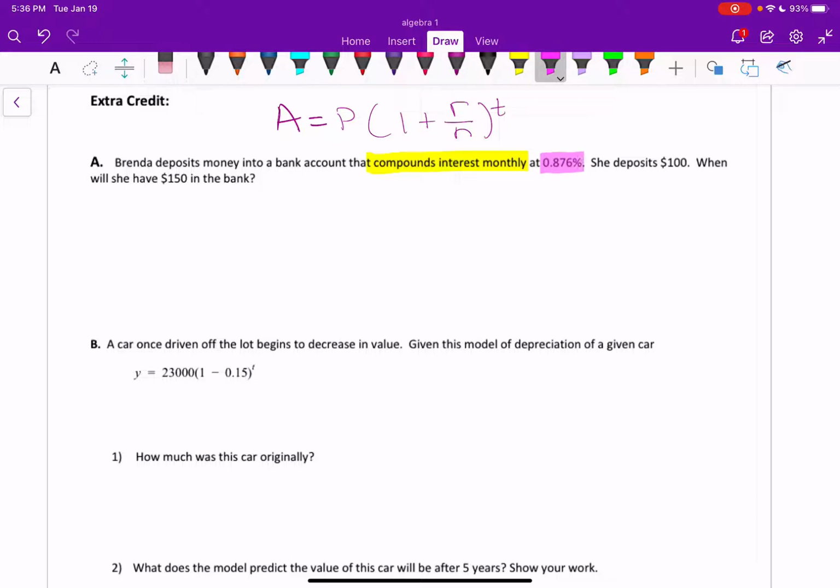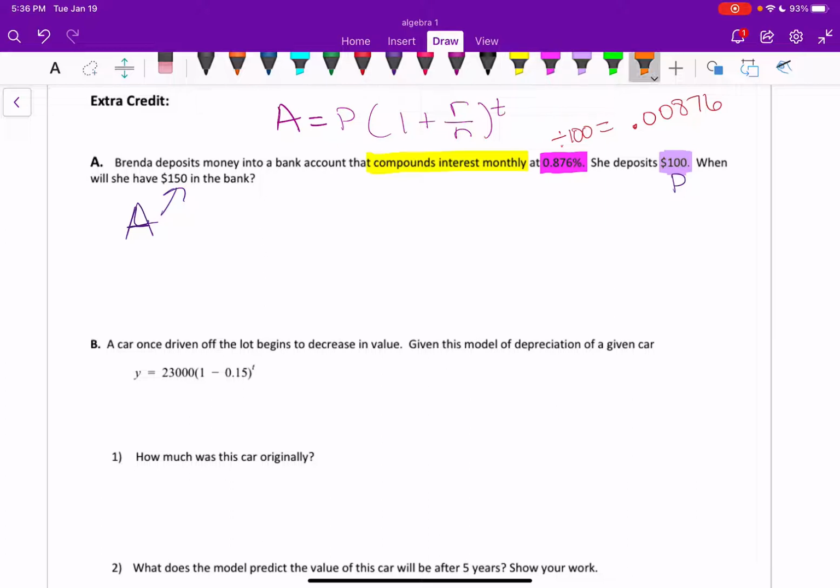This is our percentage rate, but we need to divide that by 100. Now be careful, I messed this up when I originally did this. It's going to be 0.00876 is our rate. Our original amount, our P, is $100, and this 150 is what we want to get to. That's going to be our A. We want to get $150 in the bank, and we want to know how long it's going to take.